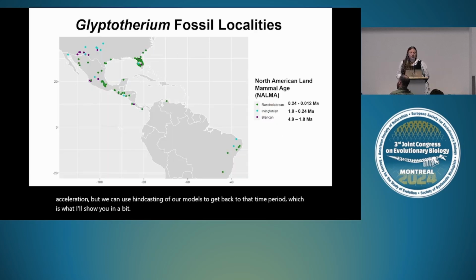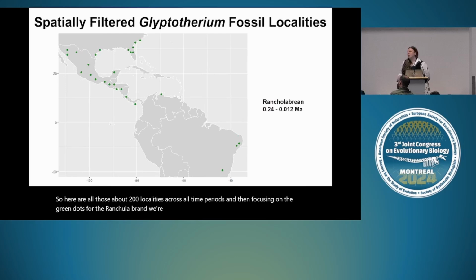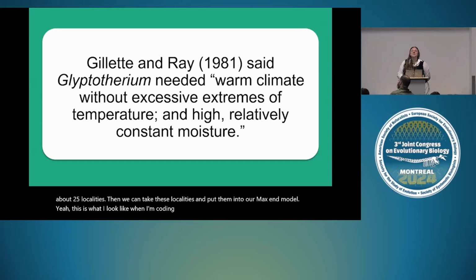So here are all those about 200 localities across all time periods. And then focusing on the green dots for the Rancho La Brea, we're able to spatially filter them, and we end up with about 25 localities. Then we can take these localities and put them into our Maxent model. This is what I look like when I'm coding. And it was quite interesting. So I was thinking a little bit about the ecology of Glyptotherium in general.